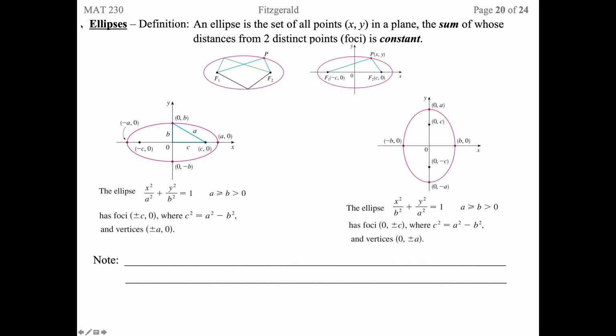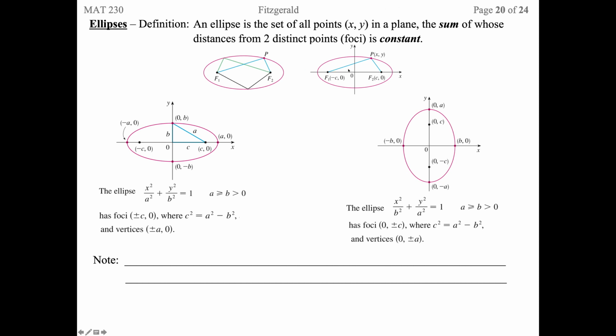Section on the ellipse. The definition of an ellipse is the set of all points x, y in the plane, the sum of whose distances from two distinct points, the foci, is constant. So here's focus 1, focus 2, or foci. And you go to any point on the ellipse, you add those two segments together. It will be the same as these two green added together, these two blue.